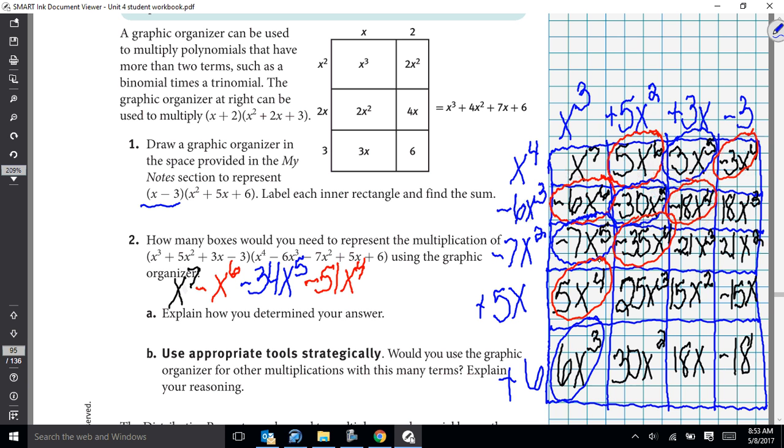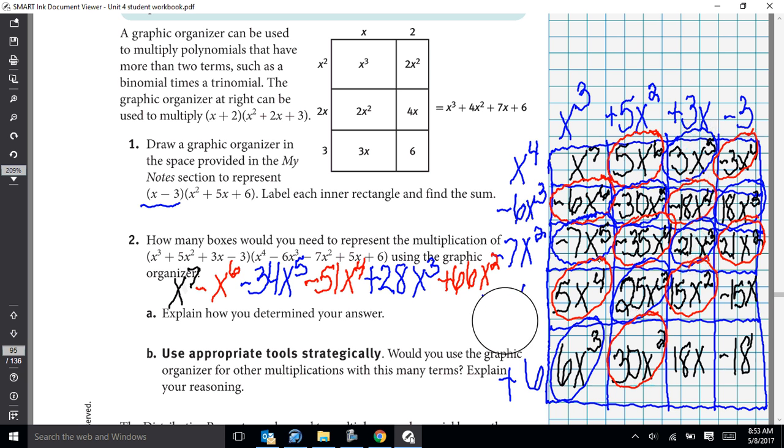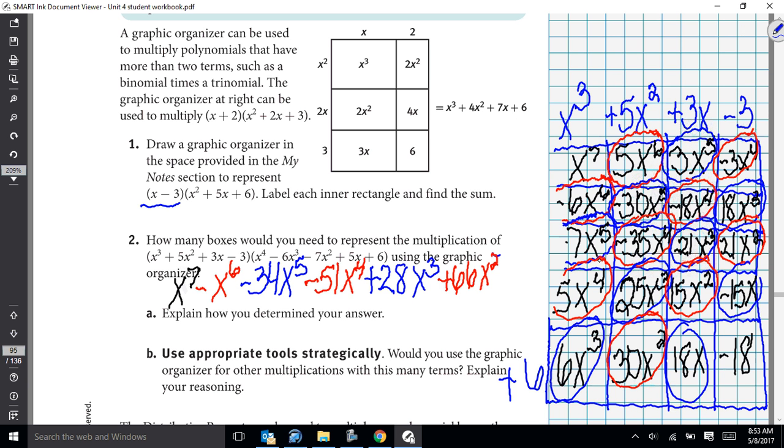528. 66. Plus 18x. And then you got 3 for that one? What you said? Those were negative 18.